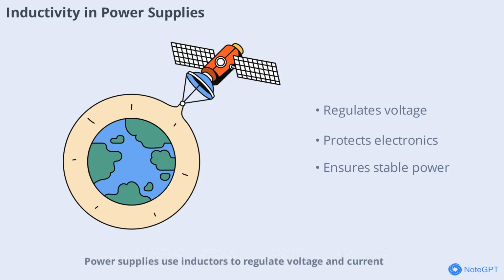Power supplies use inductors to regulate voltage and current, providing stable power to electronic devices. Inductivity helps smooth out fluctuations and prevent damage to sensitive components. This is especially important in computers, smartphones, and other devices that require precise power management. By controlling the flow of energy, inductivity ensures that our gadgets run reliably and efficiently.